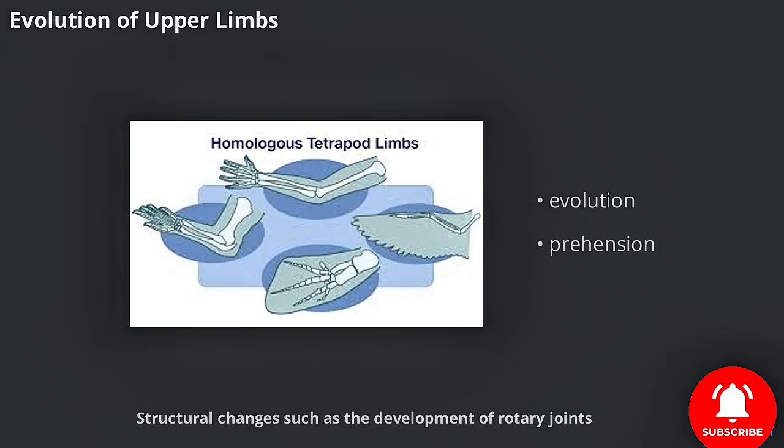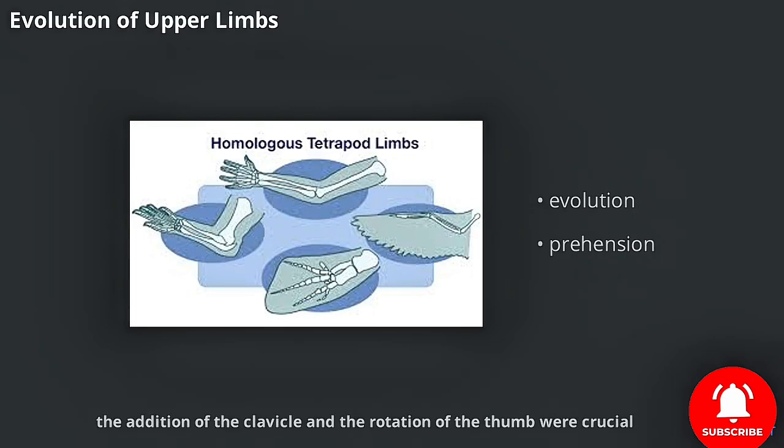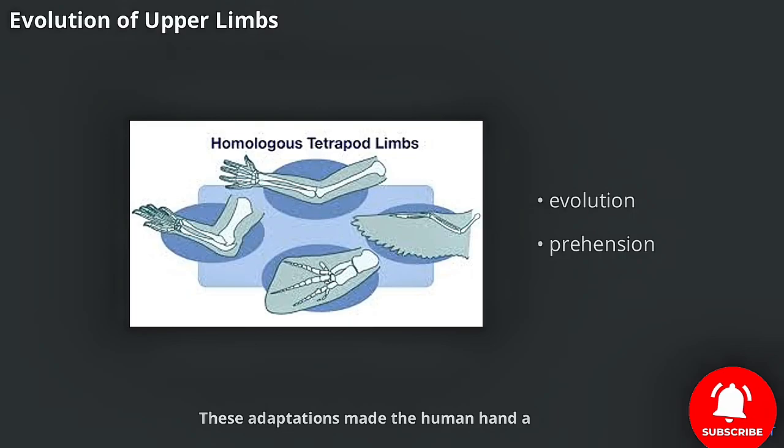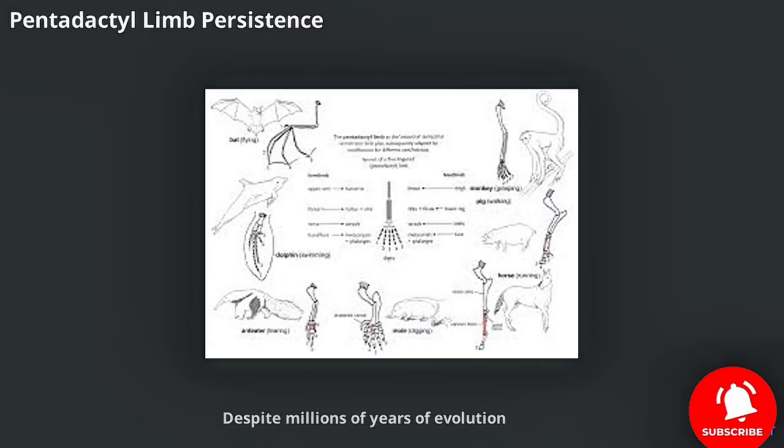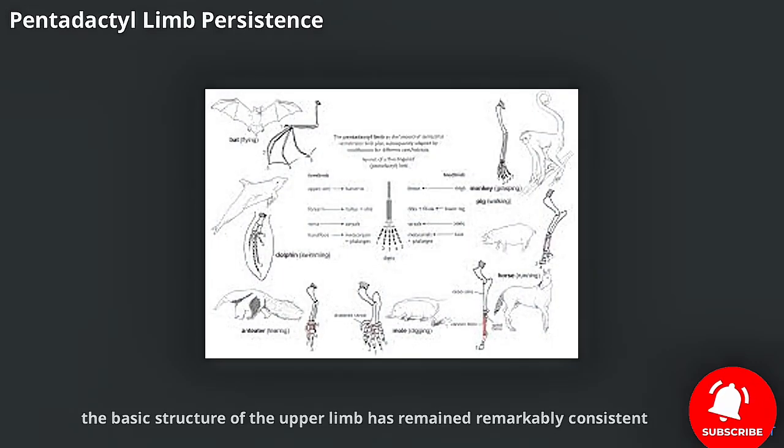Structural changes such as the development of rotary joints, the addition of the clavicle, and the rotation of the thumb were crucial. These adaptations made the human hand a powerful tool for interaction with the environment. Despite millions of years of evolution, the basic structure of the upper limb has remained remarkably consistent.